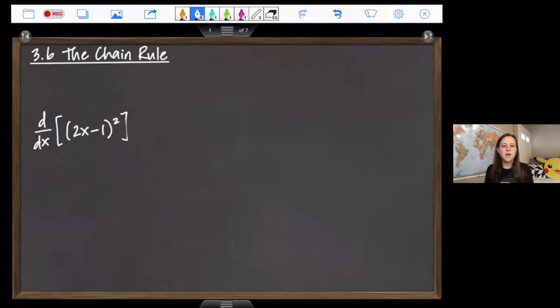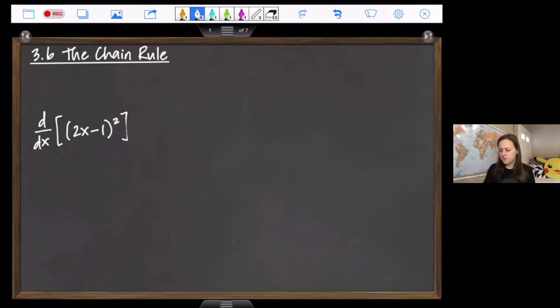So for this one, we have actually two options right now of how we could take this derivative. The first one would be to just take 2x minus 1 times 2x minus 1, FOIL it out and find the answer there. The second way would be to think of that as a product rule, 2x minus 1 times 2x minus 1. And either of these two methods is going to work.